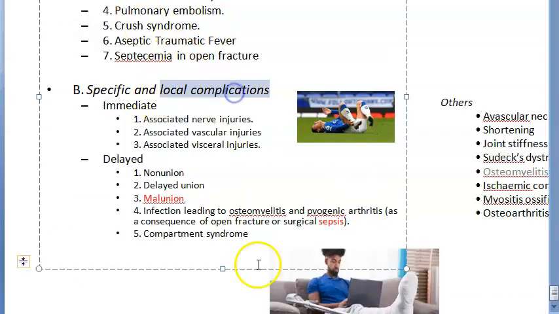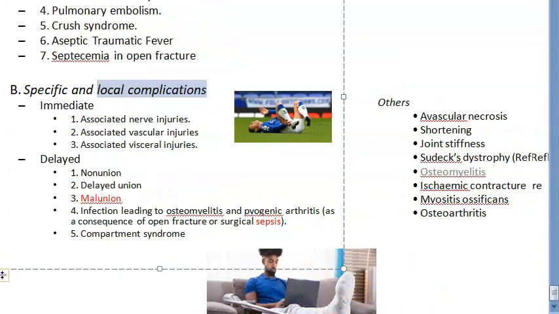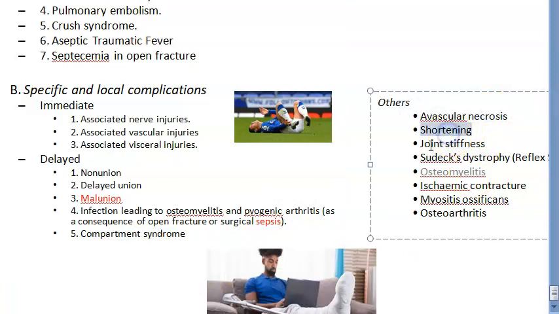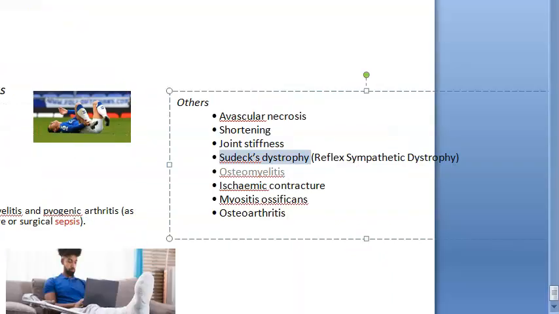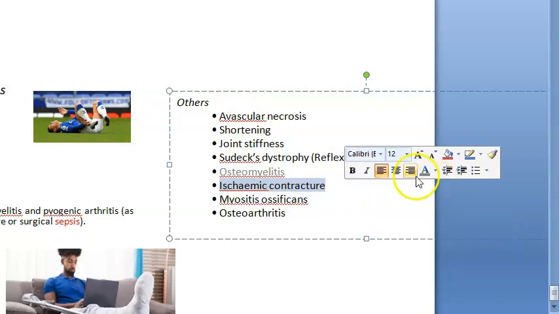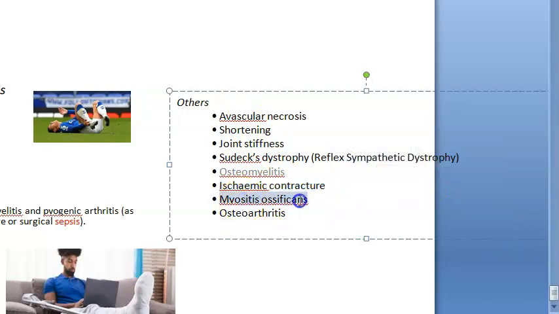Guys, actually the local complications list is a little bigger, not as small as we thought. Look at this. There can be injury to nerve, blood vessels, visceral organs, muscle, tendon, joints, all that you will write. There can be non-union, delayed union, malunion, infection, compartment syndrome also. Okay, then there can be avascular necrosis, shortening of the limb, joint stiffness, Sudeck's dystrophy. This is the sympathetic dystrophy, isn't it? Then we talked about contracture, not just shortening of the leg. There is contracture. Okay, and myositis ossificans.